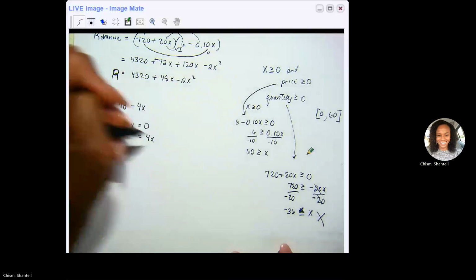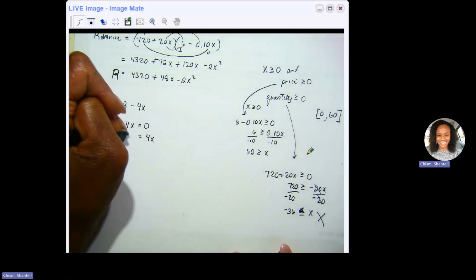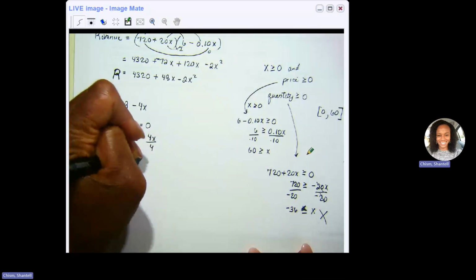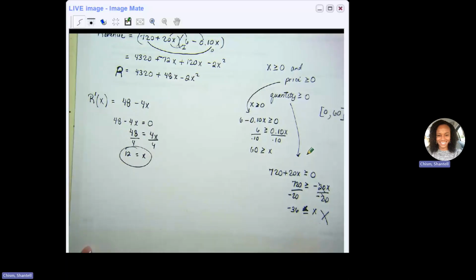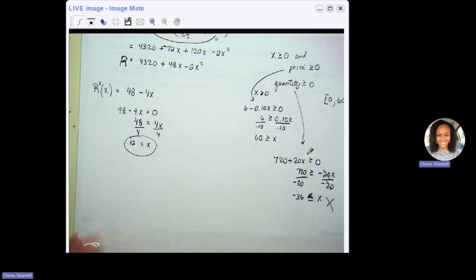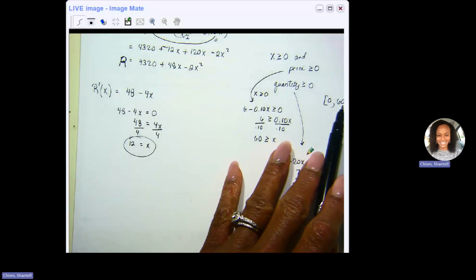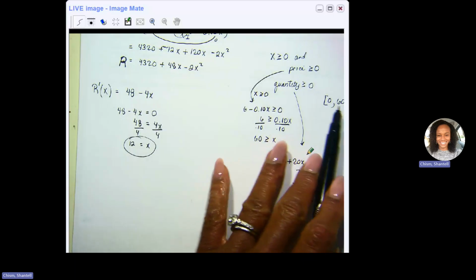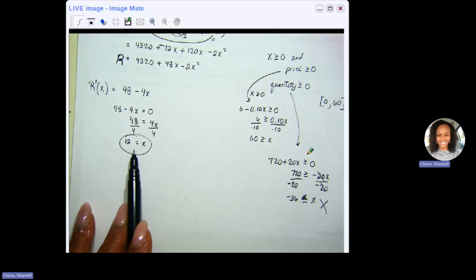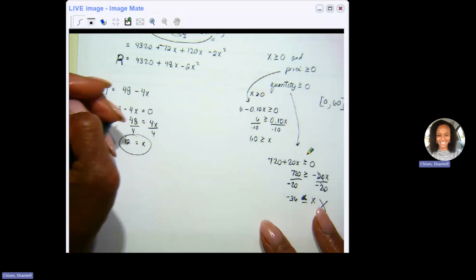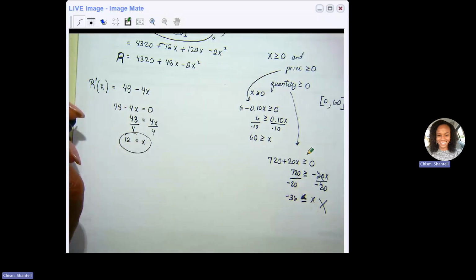Let's take the 4x over to the other side. Divide by 4, x equals 12. Okay, so we now have our interval. We're talking about revenue being within this particular interval, 0 to 60. And then within that interval, we also had a partition or critical number at x equals 12. So with that, we're going to find where the max value of the revenue occurs.